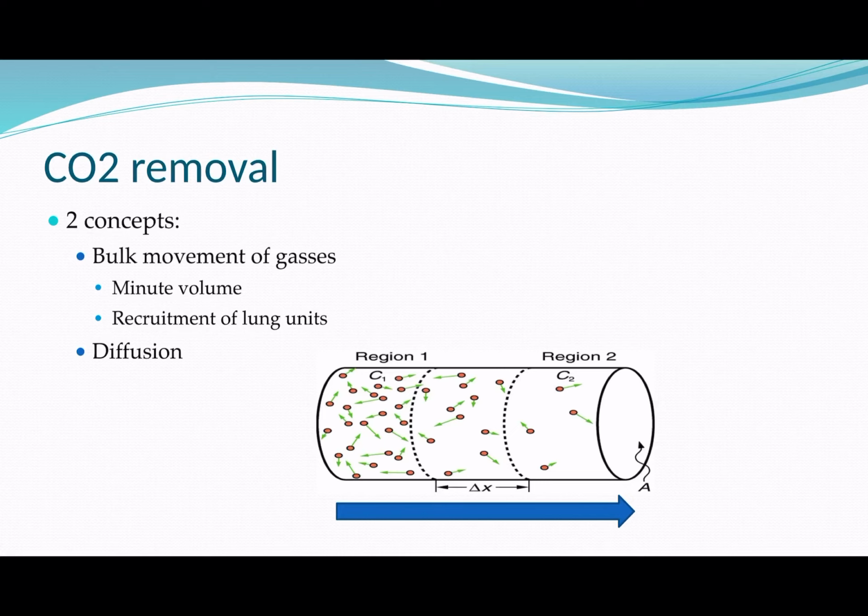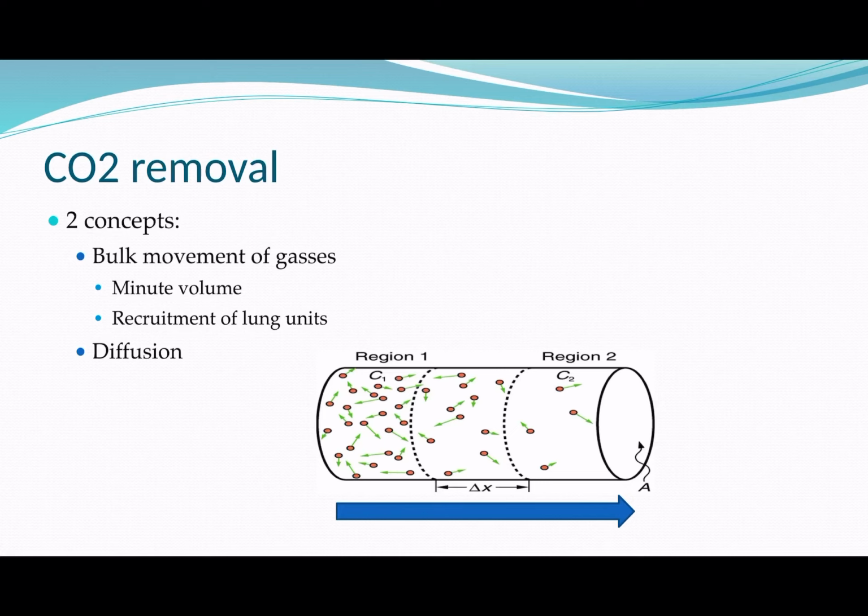Now, if you think about the diffusion of any gas, it'll always go down a concentration gradient. So if you've got a continuous tube, a continuous column of gas going into the alveolus from the mouth, and you've got a high concentration of carbon dioxide in the alveolus, naturally it'll have a tendency to diffuse out and into the air through the tube. And this is what we call diffusion removal of carbon dioxide.